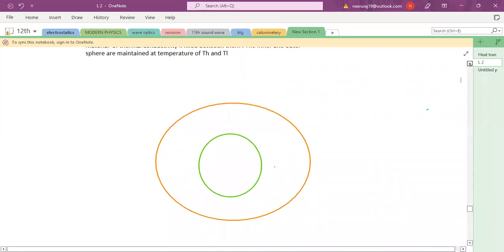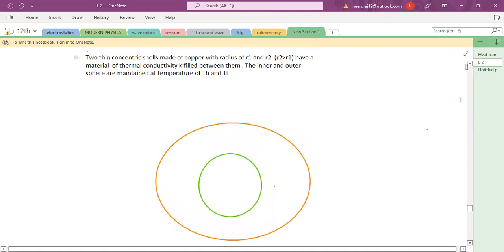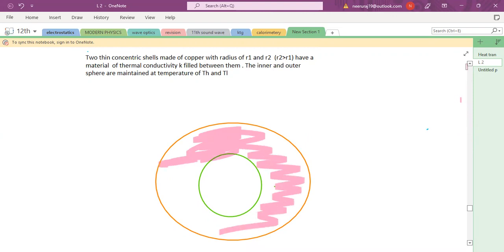Let's see the next numerical. Two thin concentric shells made of copper, of radius R1 and R2, where R2 is the outer radius and R1 is the inner radius. A material of thermal conductivity K is filled between them, completely filled. Now in this we need to find out the formula for heat current.